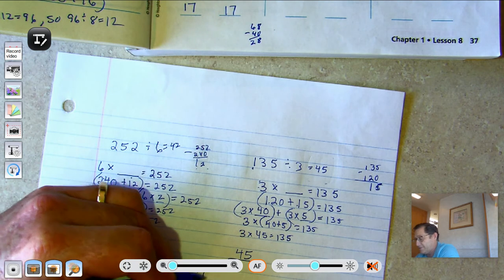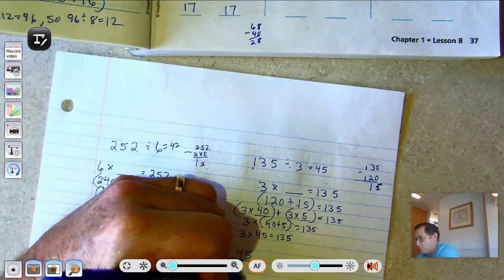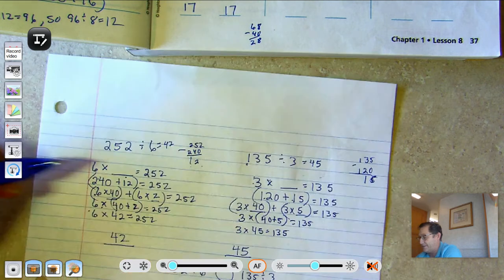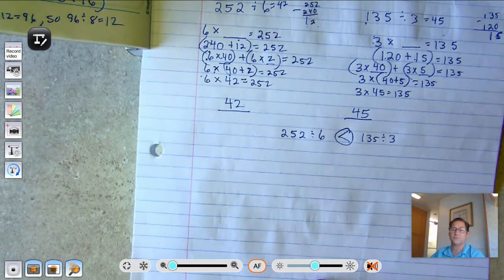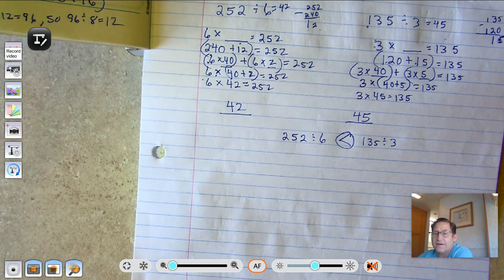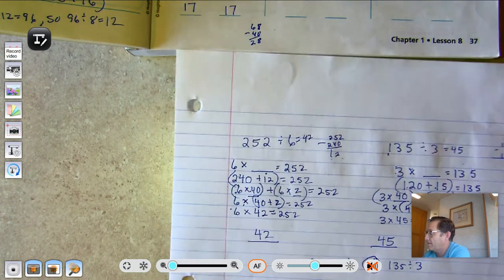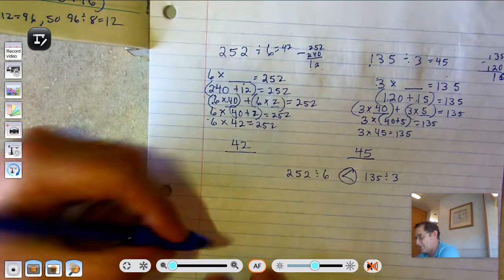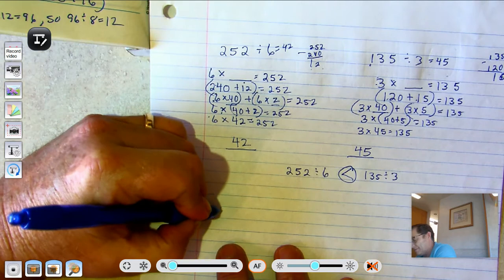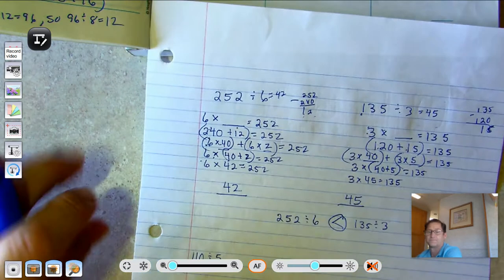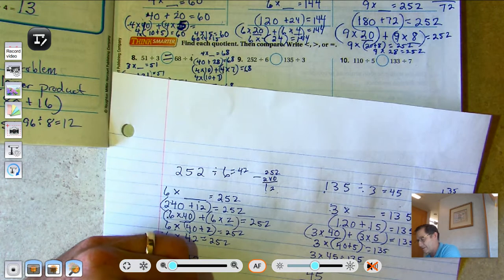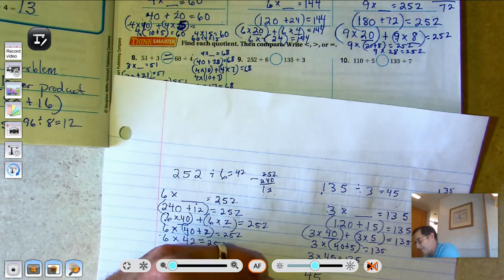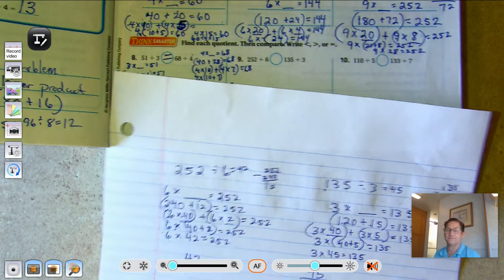In our book, it's 252 divided by 6 compared to 135 divided by 3. So 42 is less than 45. All right, and number 10. 110 divided by 5 compared to 133 divided by 7.